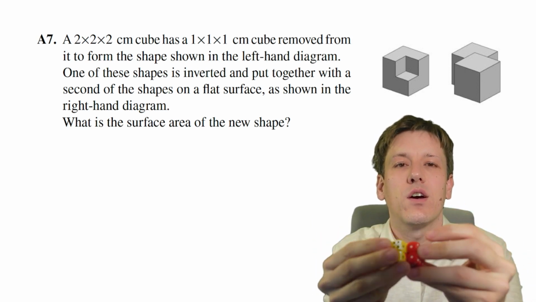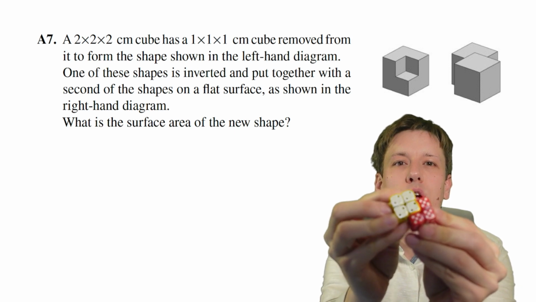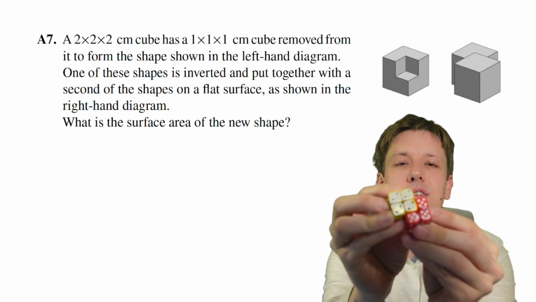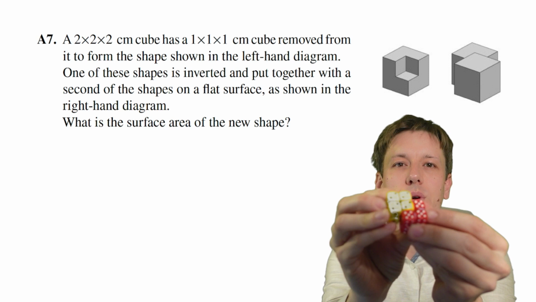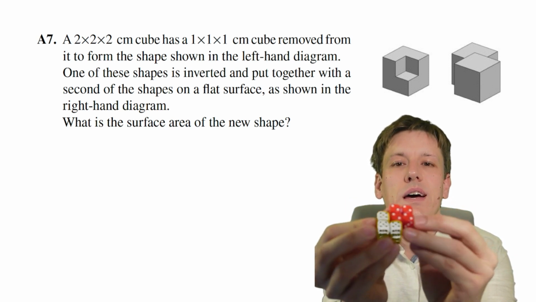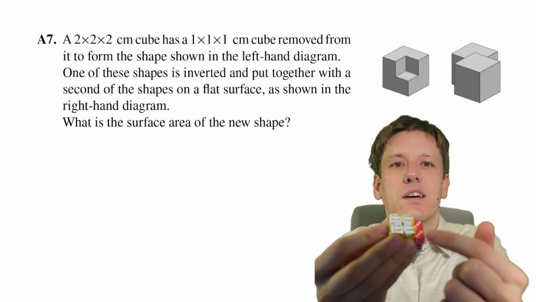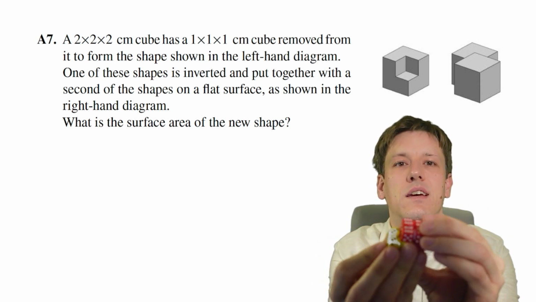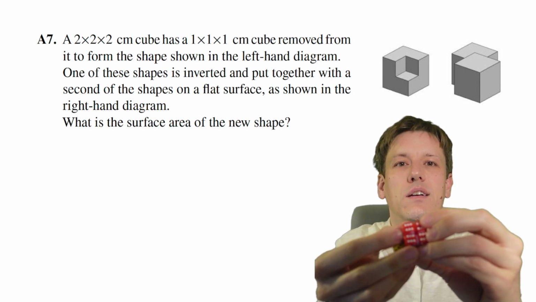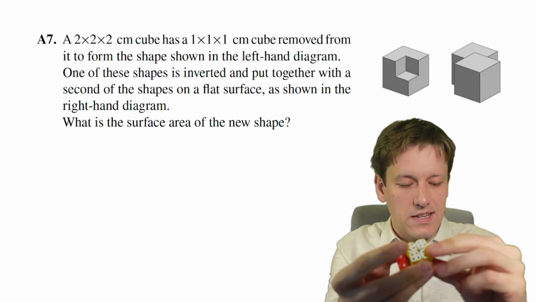And if I put them together, what you can see is that if I was to put them on a flat surface here, on the bottom we would see 7 1 by 1 squares, and that would be the same on the other side as well, 7 1 by 1 squares. And as I go around the other 4 sides we can see each side has a 4 and a 2 to make 6, a 4 and a 2 to make 6 here, a 4 and a 2 to make 6 here, and a 4 and a 2 to make 6 here.